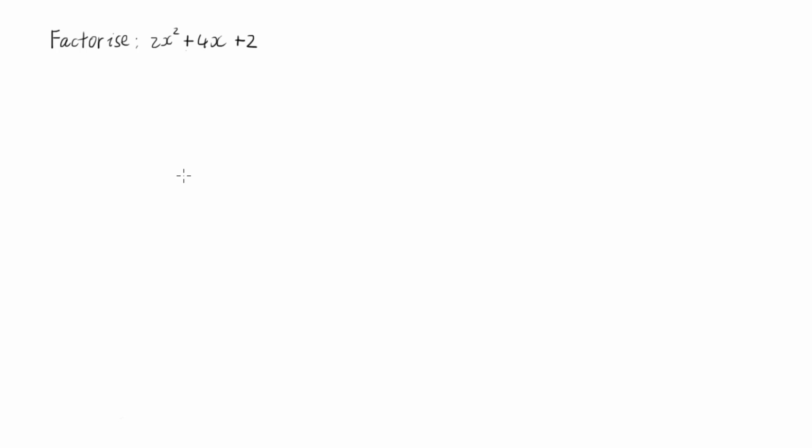Hi, in this video I'm looking at factorising this expression here, 2x squared plus 4x plus 2. When you have a quadratic that does not have this number in front of the x squared term, you might have something like x squared plus 2x plus 1, then life is a bit easier because we don't have to do an extra process just because there's that extra number there.